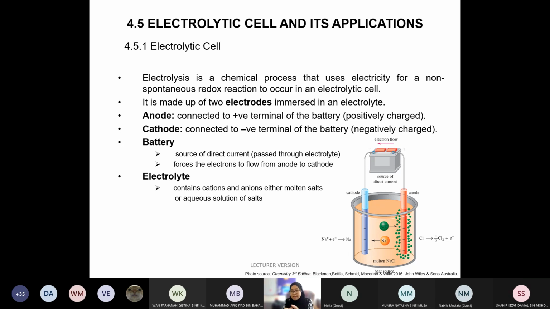Dia tak akan terjadi macam tu. Sebab dia non-spontaneous, it will not happen that way. It will happen the other way around, yang mana yang sepatutnya berlaku. But if we want the non-spontaneous reaction to take place, what we can do is that we supply battery atau we supply energy, because to force a non-spontaneous reaction to take place, you have to put effort.